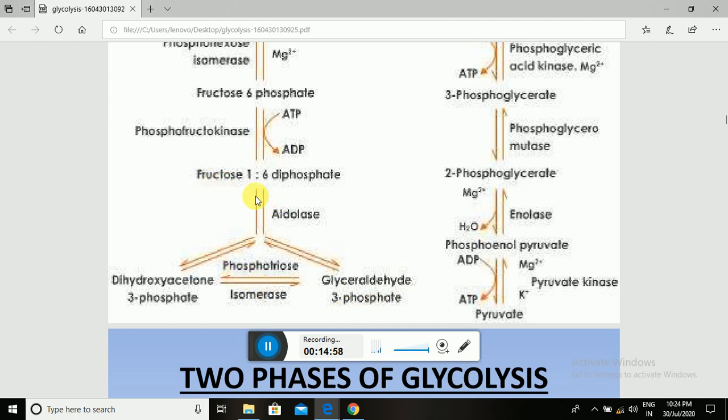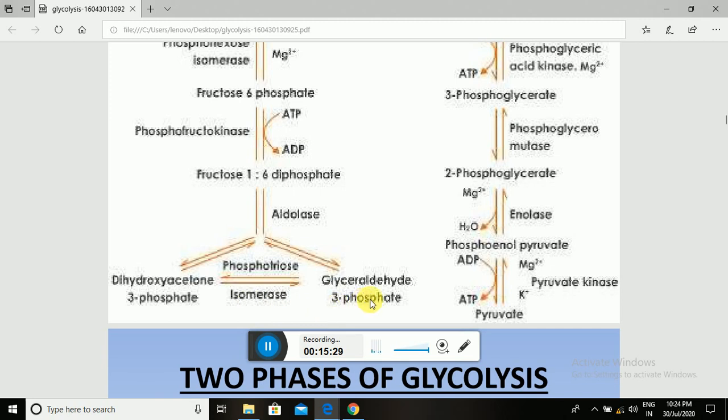In this reaction, aldolase, an enzyme, acts on the fructose 1,6-diphosphate and converts it into dihydroxyacetone phosphate and glyceraldehyde 3-phosphate. The dihydroxyacetone phosphate also gets converted into glyceraldehyde 3-phosphate with the help of the enzyme phosphotriose isomerase.